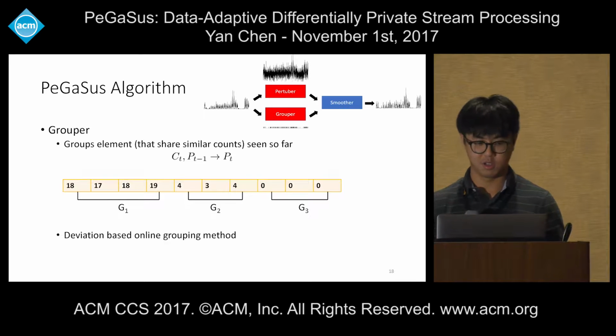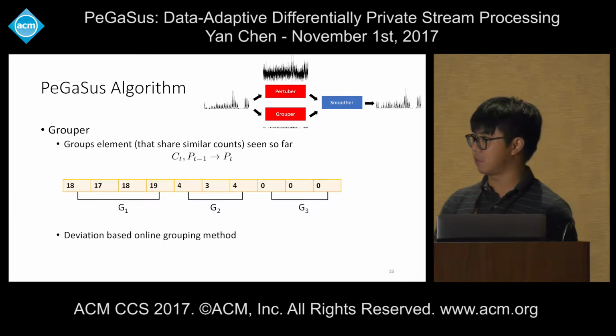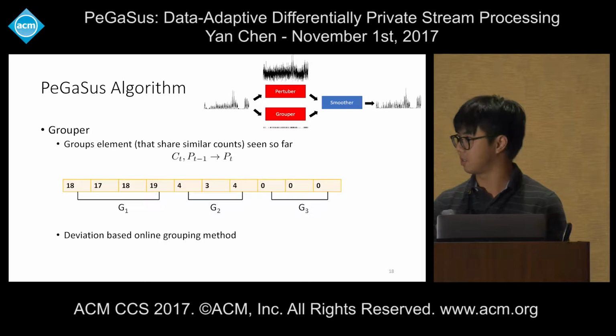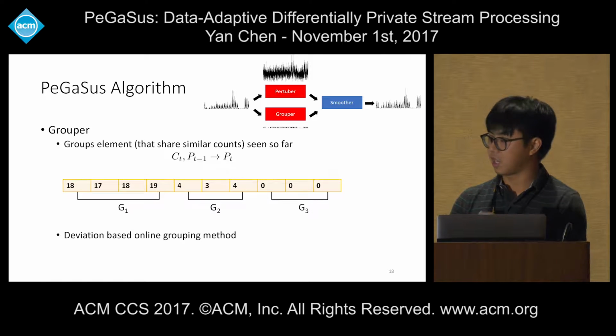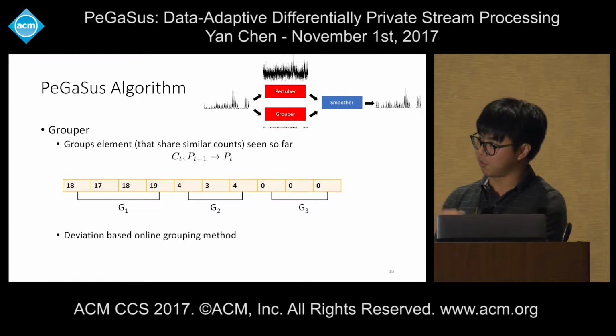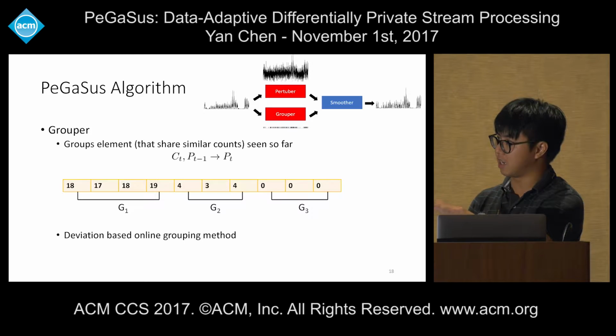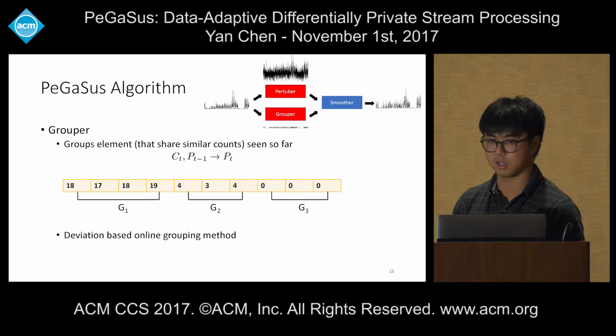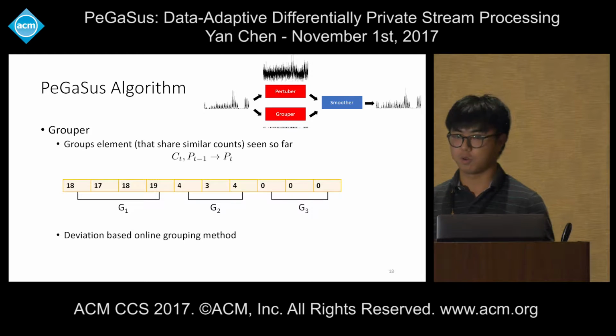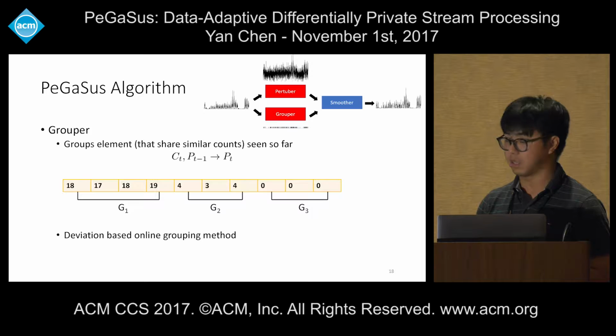So the grouper tries to group the elements seen so far which share similar counts. Given the following streams, I'll show you a very good grouping result. Here there are 3 groups, and each group contains elements that share similar counts. For the grouper, we propose a deviation-based online grouping method.